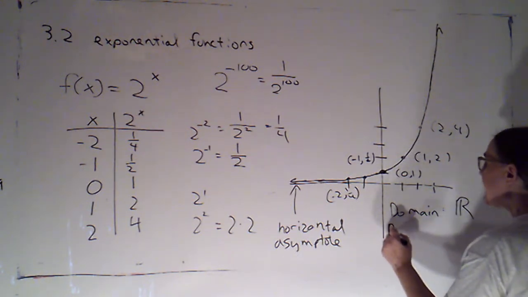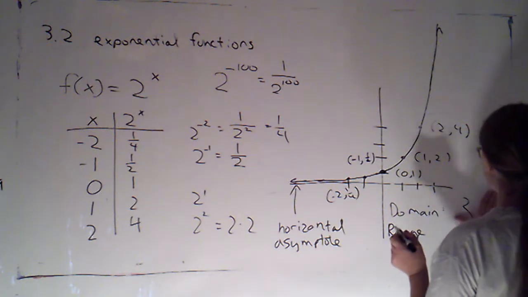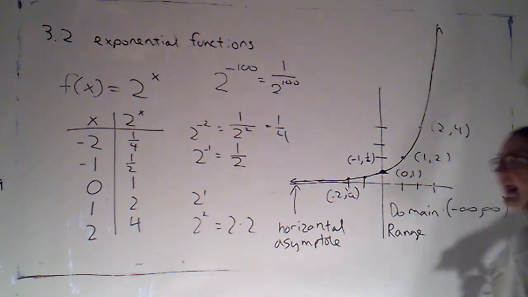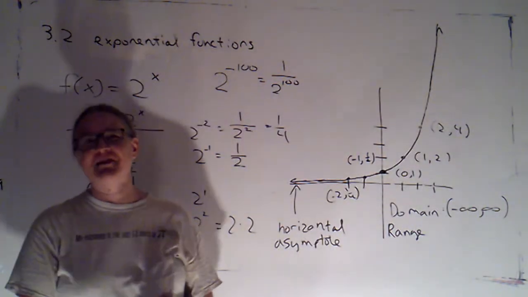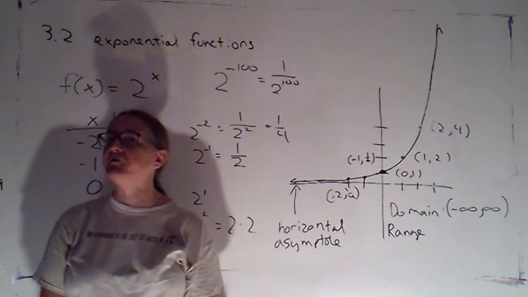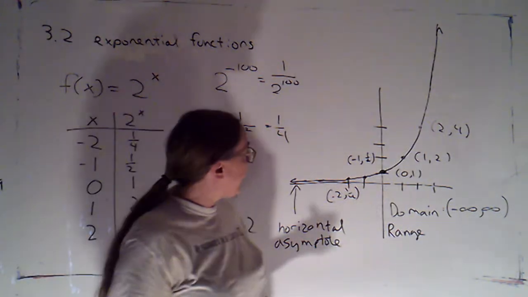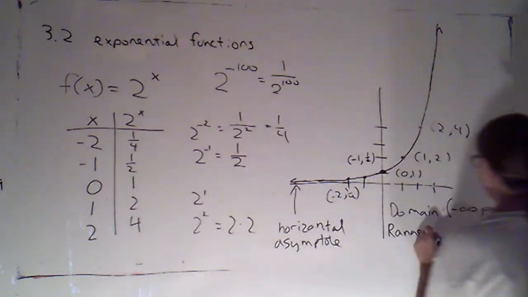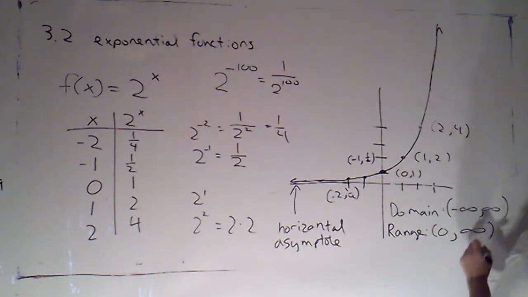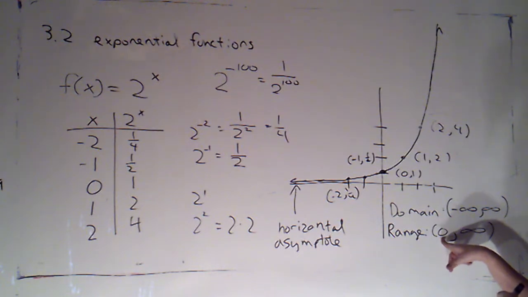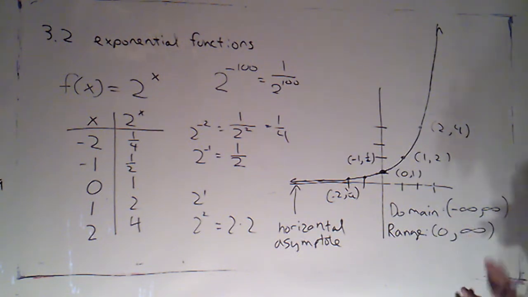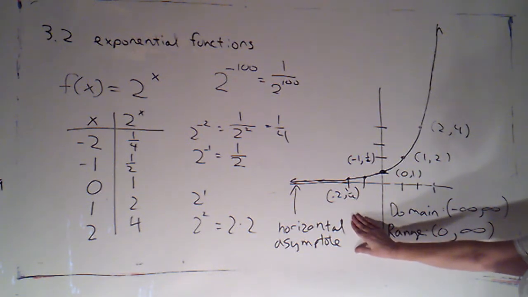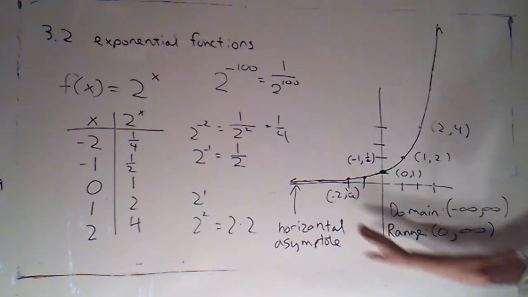The range of this, oh, and I'm sorry, we've usually been stating things in interval notation, so let's make the domain negative infinity to infinity. It is the set of all real numbers, but we've usually been working in interval notation. The range is just my positive numbers. So that's going to be from 0 to infinity, not including 0. And this function is always increasing, has a horizontal asymptote on the negative side of the x-axis.